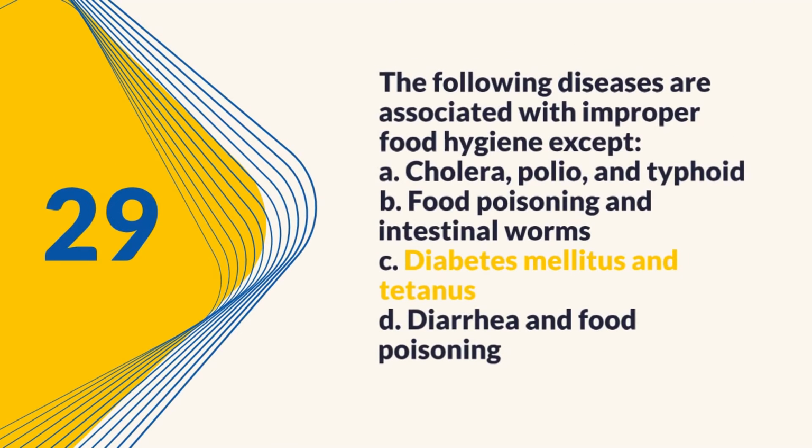Answer, C, diabetes mellitus and tetanus. Alright, let's break this down. Improper food hygiene can lead to diseases like cholera, typhoid, and food poisoning, which are spread through contaminated food and water. However, diabetes mellitus and tetanus aren't typically associated with food hygiene issues. So, the correct answer is C, diabetes mellitus and tetanus.